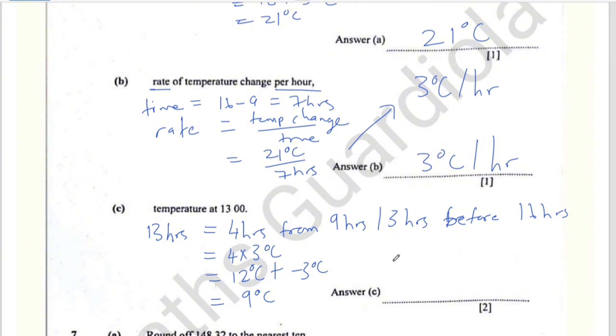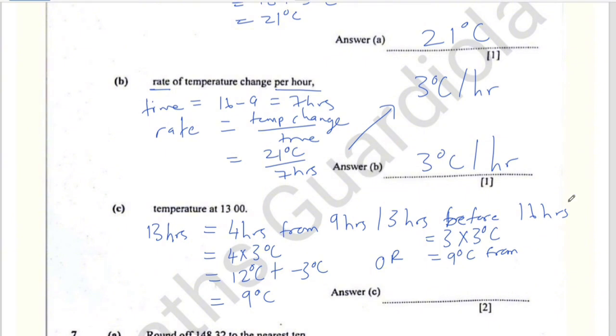All right, let's look at the second method which we can use. We said it's 3 hours before 16 hours. So if it's 3 hours before 16, we're going to say 3 hours times 3 degrees per hour, and we're going to get 9 degrees. But since it is before, it means that we are going to subtract it.